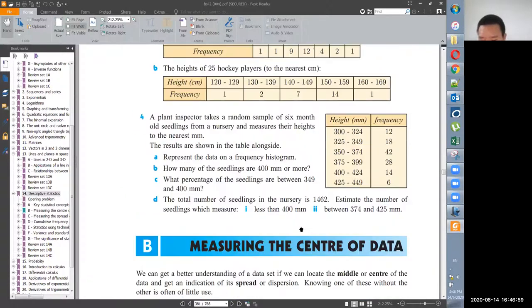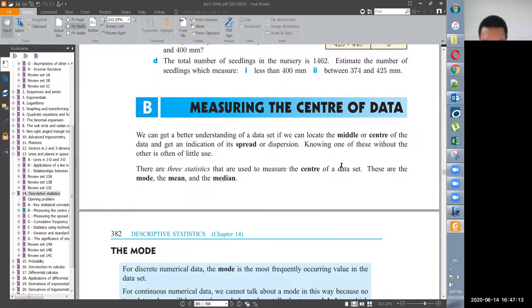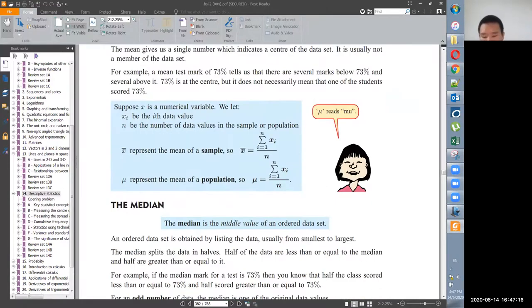And sometimes if we are talking about a range, it's also the middle range. Instead of a number, we can also talk about a median range. All right. This is the symbol to represent the mean of a sample, and this is a symbol to represent the mean of a population. A population means a much, much bigger sample.